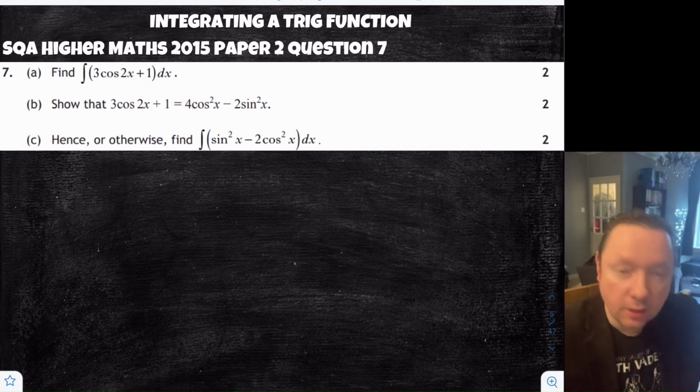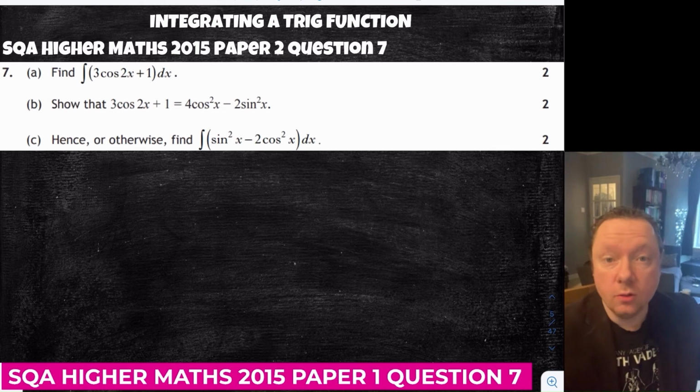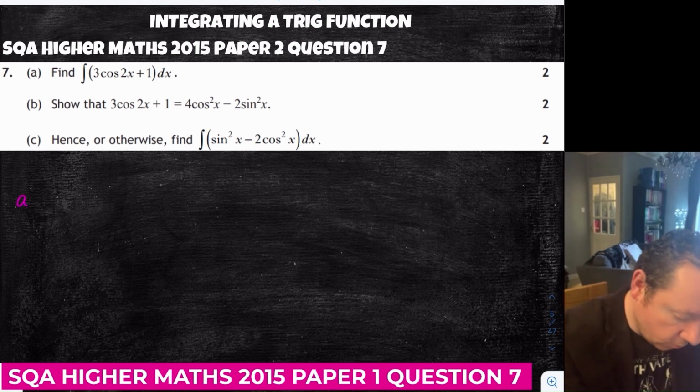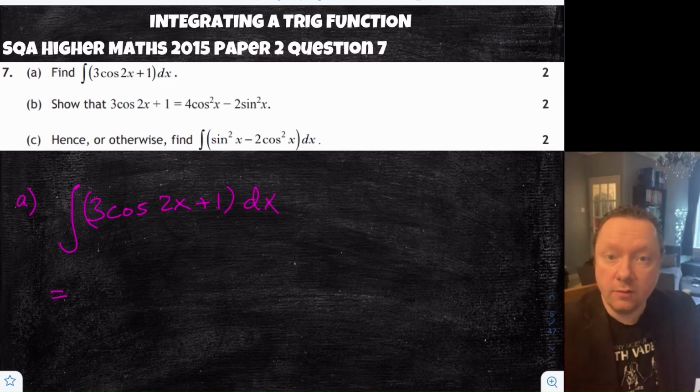Integrating a trig function, which also ties in with the chain rule. So we've got SQA Higher Maths 2015, paper 2, question 7. Part A, find the integral of 3 cos 2x add 1. So we've got the integral of 3 cos 2x plus 1 dx. You don't need to give yourself a headache here. You check the start of the exam paper and it tells you if you integrate cos, you get sine.